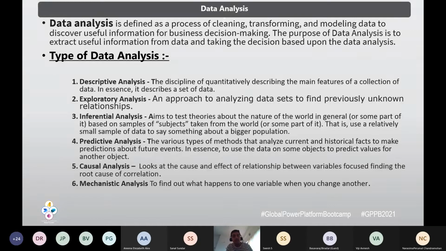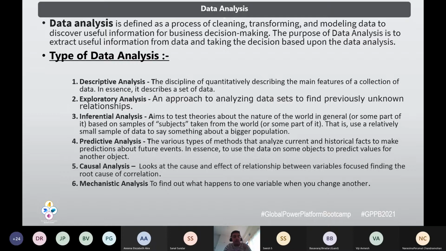Descriptive analysis is just giving a description of your data, what that data tells you, maybe just a count over a period of months, or a summation of the profits over the months, product wise, country wise, segment wise. So these are a lot of simple descriptive analyses. It just describes the data itself. Then you have exploratory analysis, where you analyze the data sets to find unknown relationships that can exist between two attributes of the data. That's where you perform exploratory analysis.